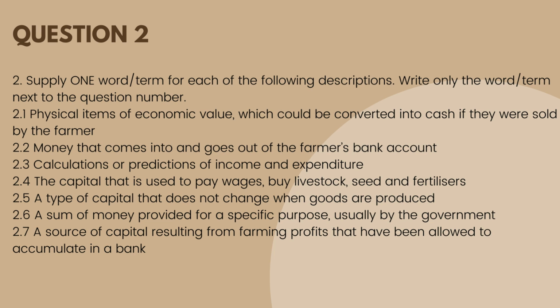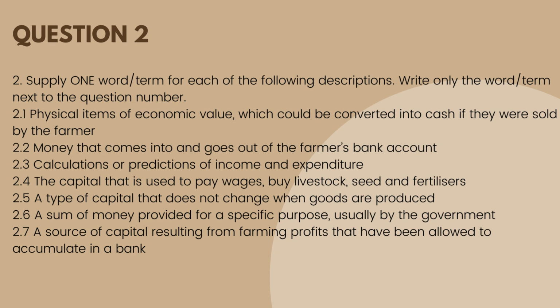Now, this is one word. Supply one word or term for each of the following descriptions. So on your paper, just write only the term or just say the term if you're not writing down. So the physical items of economic value, which could be converted into cash if they were sold by the farmer. What are these? Okay, so these are assets. Money that comes into and goes out of the farmer's bank account. What is this? Now, this refers to the cash flow, right?